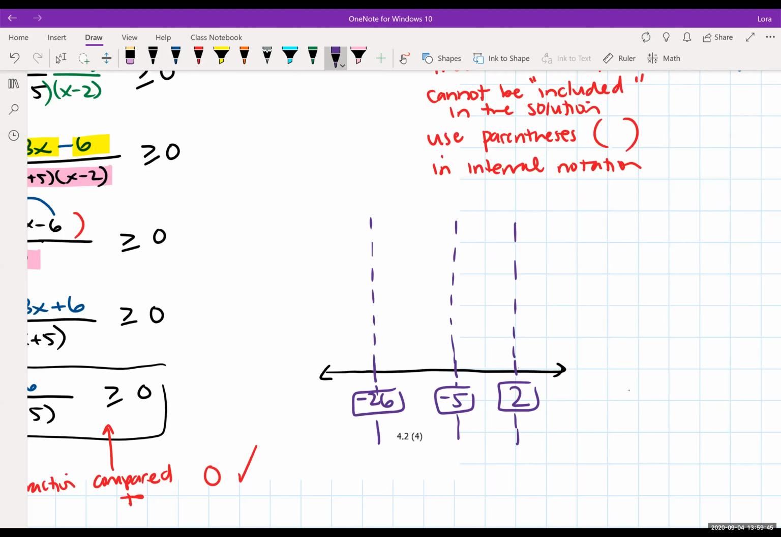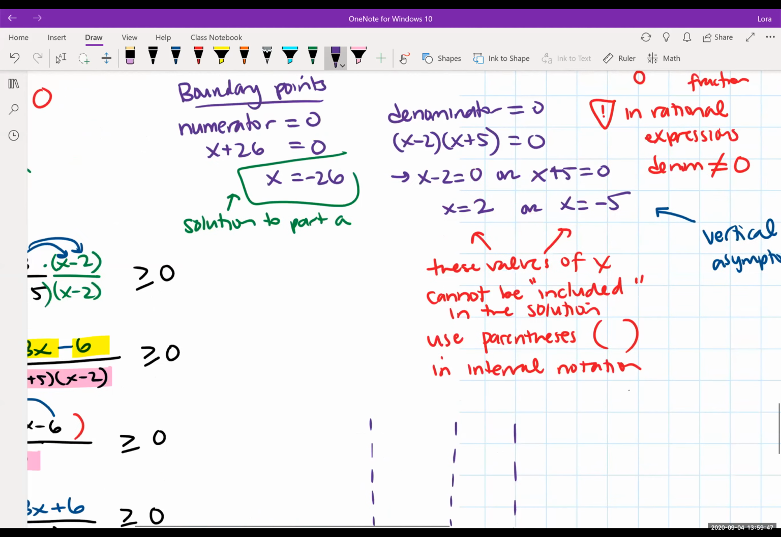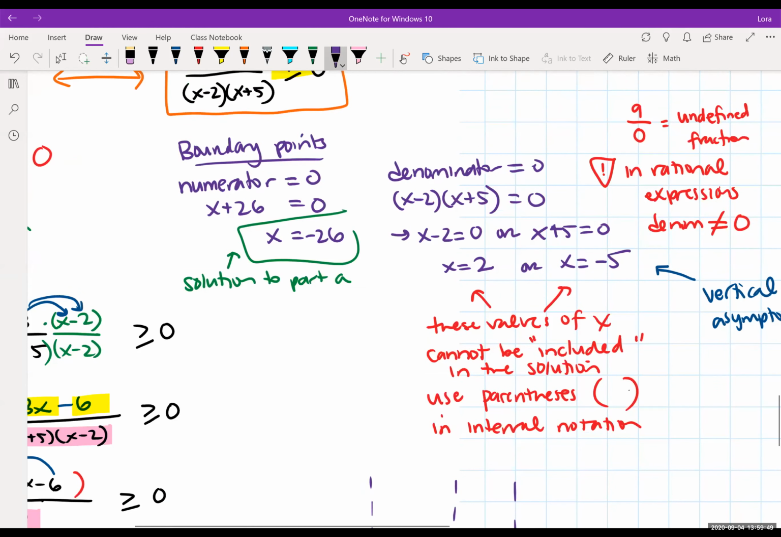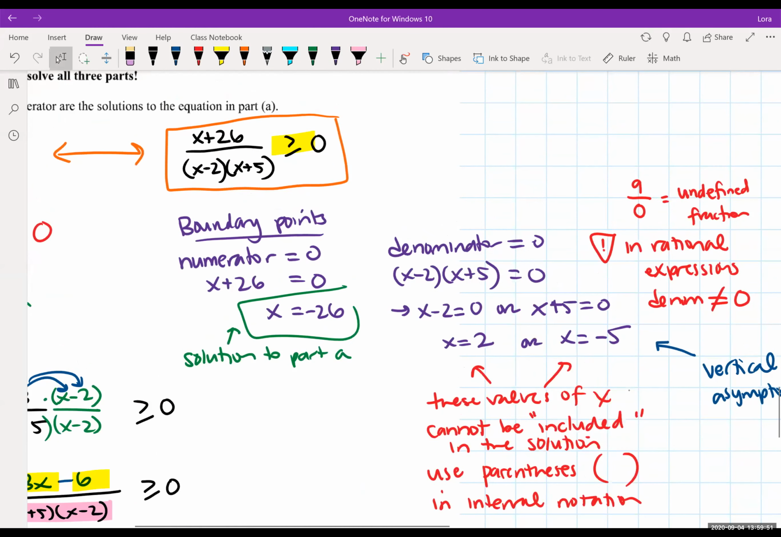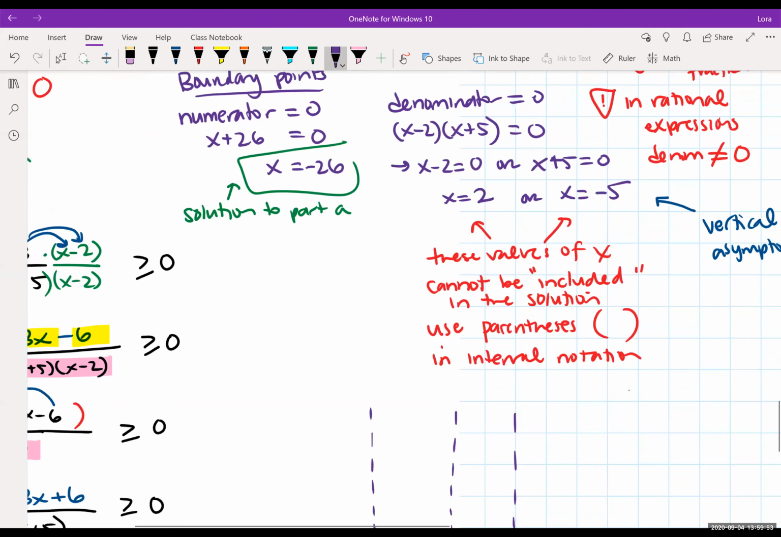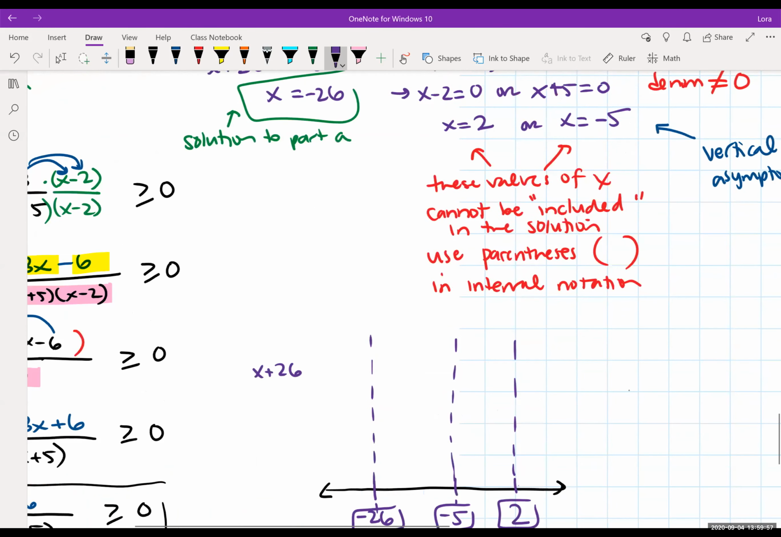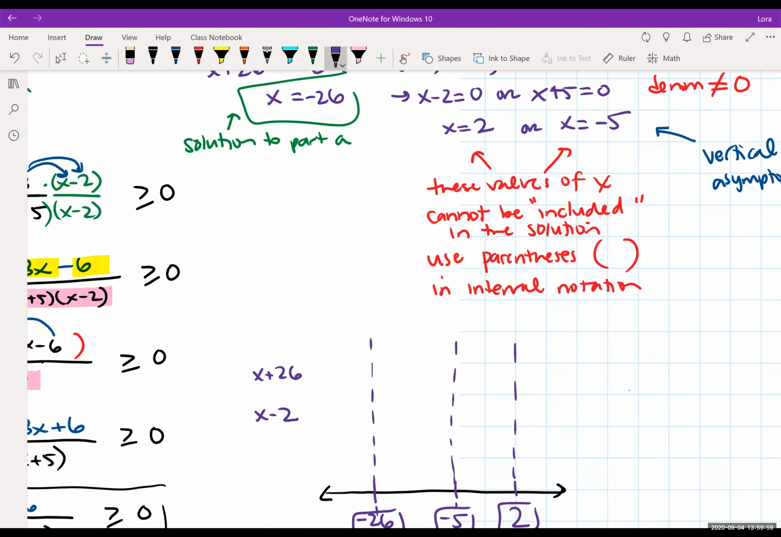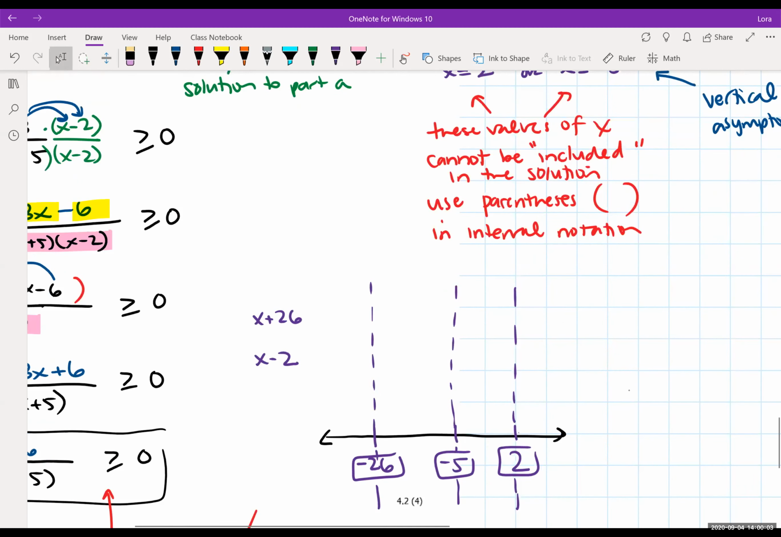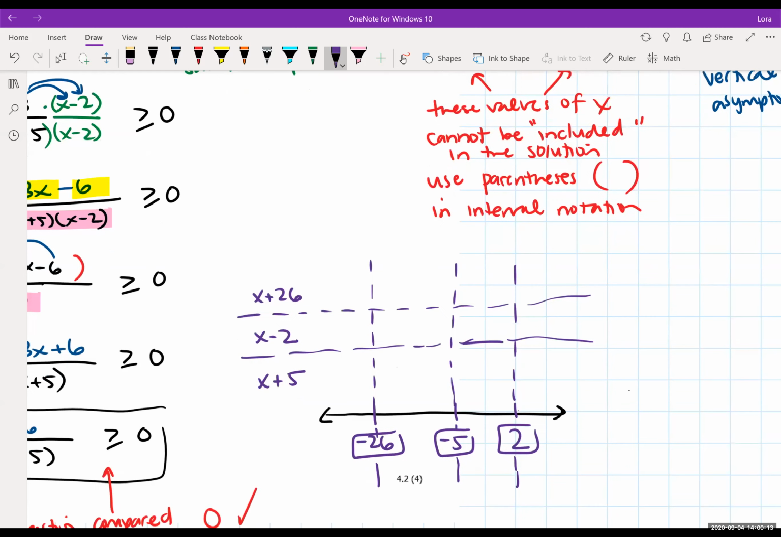I then will take all of my factors from the numerator and denominator. So I have x plus 26, I'll write that on the far left. I have x minus 2, and I have an x plus 5. So I'm writing this all on the far left. This further subdivides our test region up a little bit more, so we have a few more regions to test for ourselves.